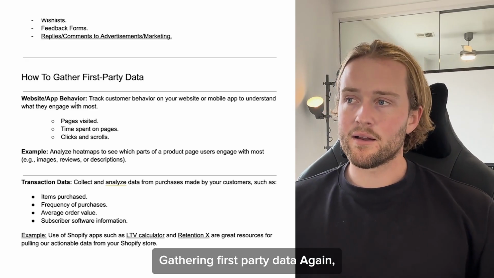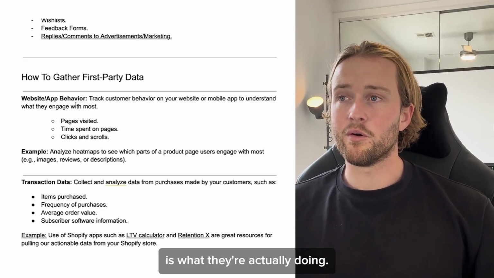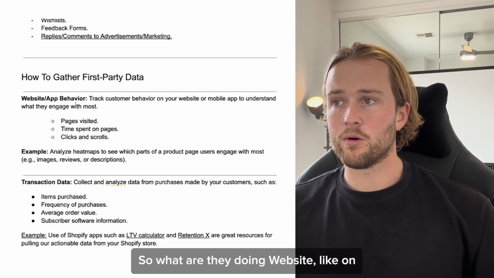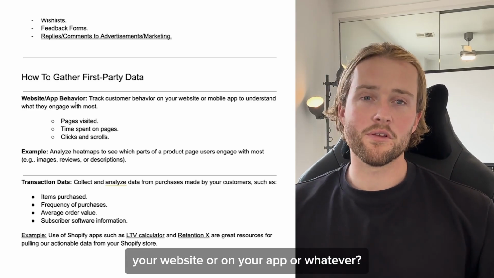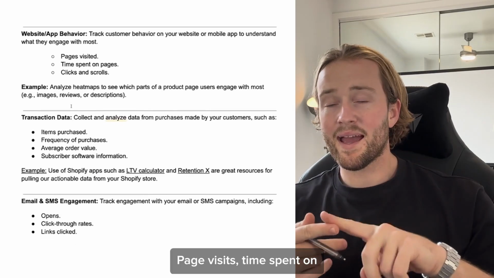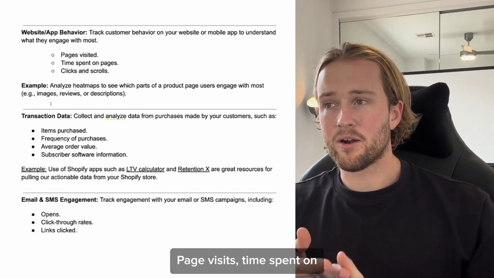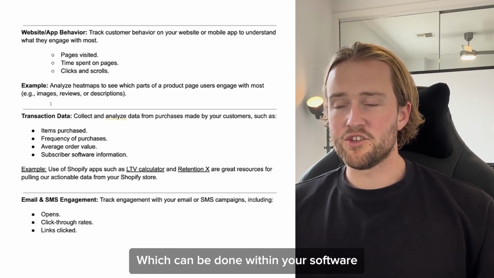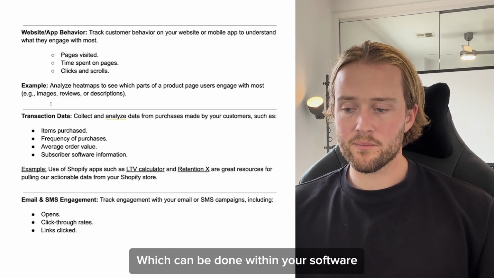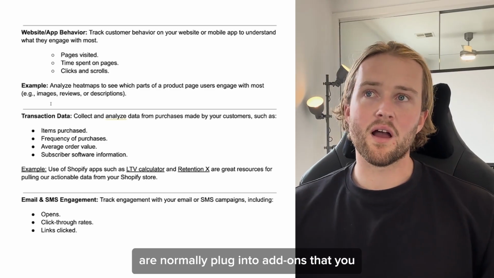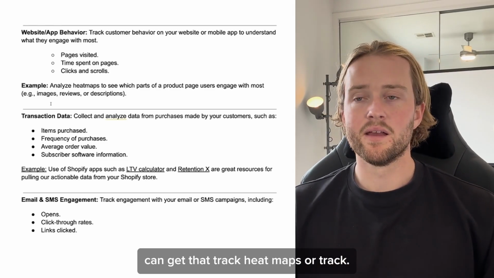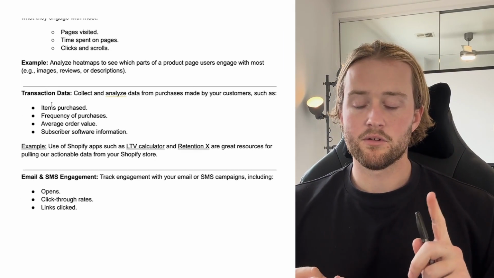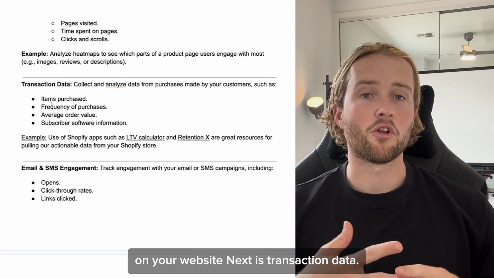Gathering first-party data, again, is about what they're actually doing. So a lot of it's just behavior. What are they doing on your website or on your app or whatever: page visits, time spent on pages, what they're clicking on, heat maps, stuff like that. This can be done within the software you're using for your website, or there are normally plugins or add-ons that you can get that track heat maps or track trends on what people are actually doing on your website.